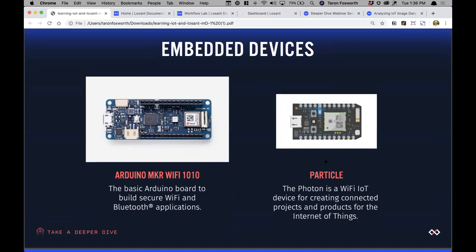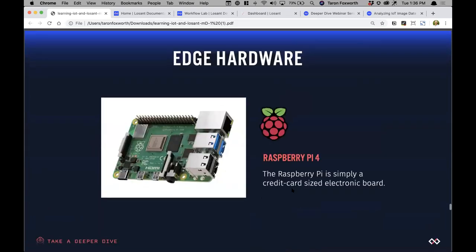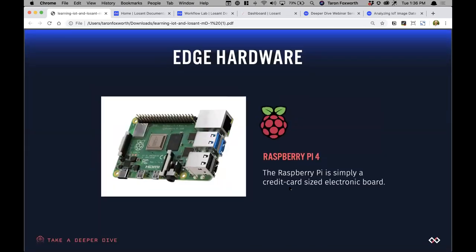Both of these devices, we see them being used a lot in the hacker and makerspace, but also enterprises are using them because of their low cost point and awesome communities as a way to prototype early solutions. And on the Edge side, if you're looking to experiment with Edge and Edge networks, honestly, the best piece of hardware is a Raspberry Pi. It's super low cost, very easy to use. The community is awesome, and it supports the Losant Edge agent. So it's a really good way to start digging into some of these tool sets.